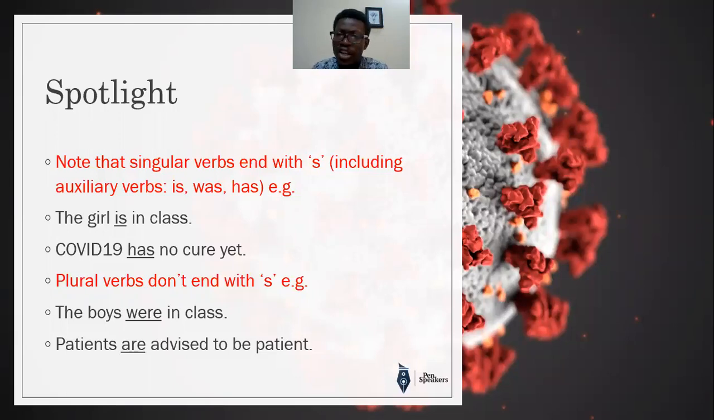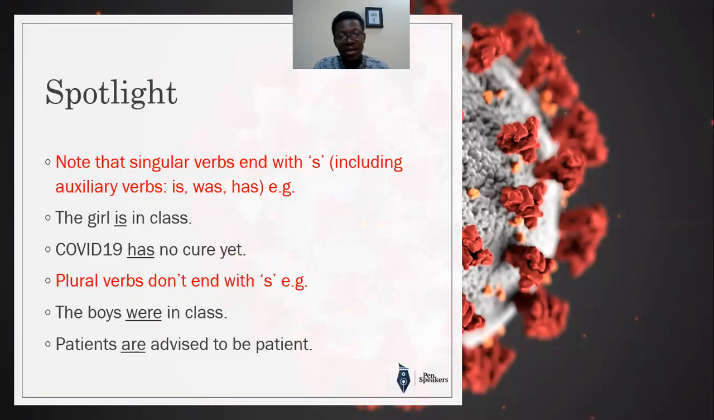Now, plural verbs, on the other hand, don't end with the letter S, including auxiliary plural verbs. In actual fact, auxiliary verbs that are plural end with the letter E, like we have were, we have are. So take a look at this. The boys were in class. Patients are advised to be patient.